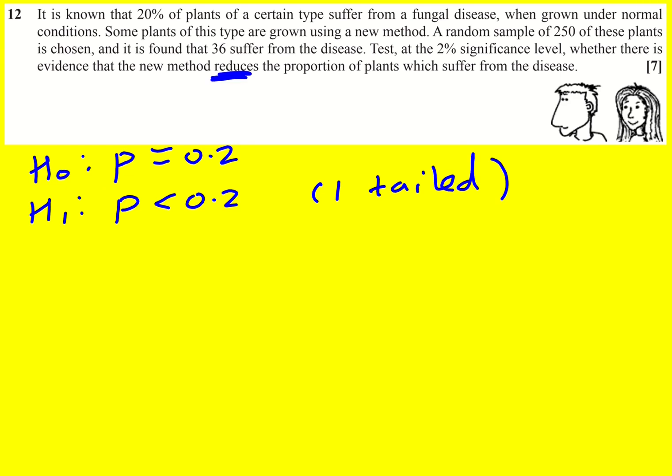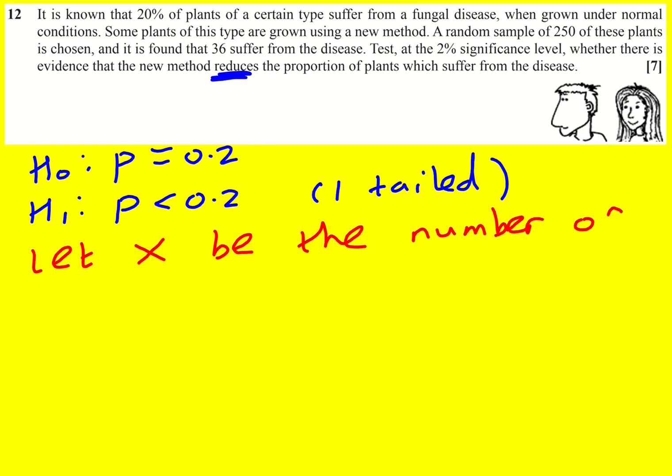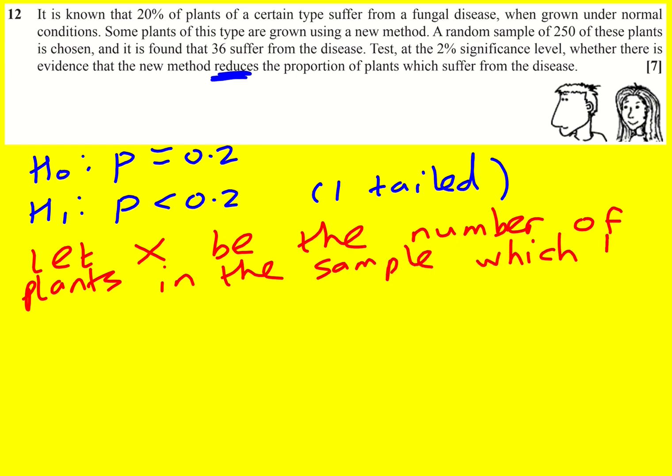Now, at this point, I always like to just define my random variable, which I'm going to call capital X. Let X be the number of plants in the sample which have the disease. And then we're going to assume our null hypothesis is true.